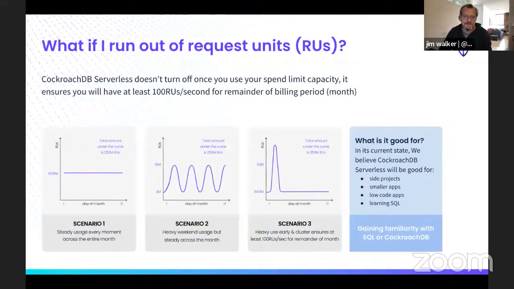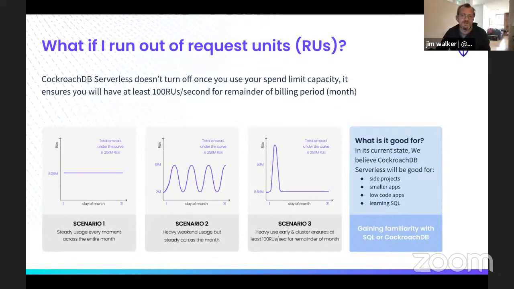Now, what does that mean? Some workloads are pretty steady state all month long. That's scenario one. Some of them have a regular cadence of peak usage. Maybe on the weekends I'm just big. Well, the total area underneath that curve is 250 million RUs, and we're going to keep it to that. Maybe you use all of it on day one, in scenario 3.